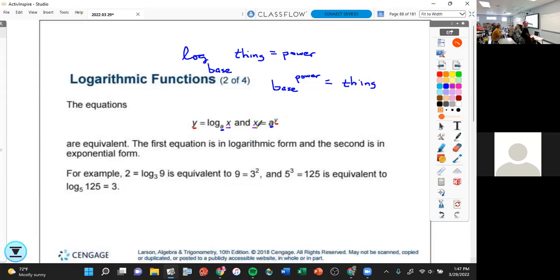So 5 cubed, if 5 cubed is 125, what's the base? What's the power? What's the thing? Base is 5, power is 3, thing is 125. I wrote it as a log statement. I could definitely just cheated. I know. It's very important that you understand how to go from exponential to log and from log to exponential. Okay.